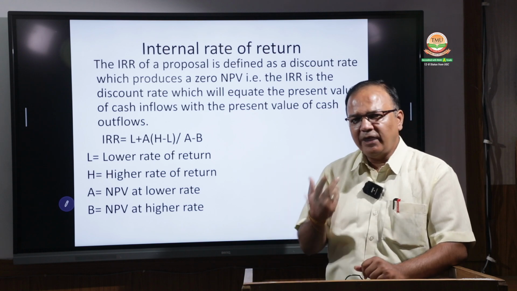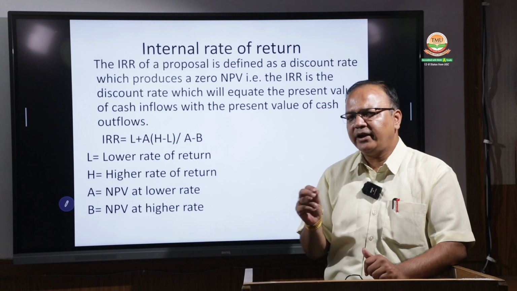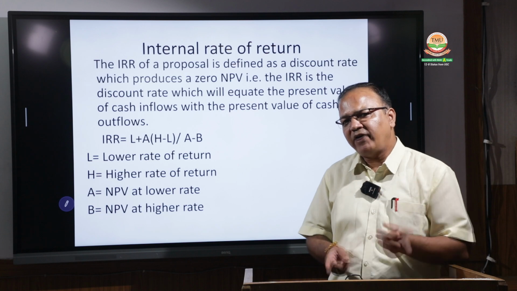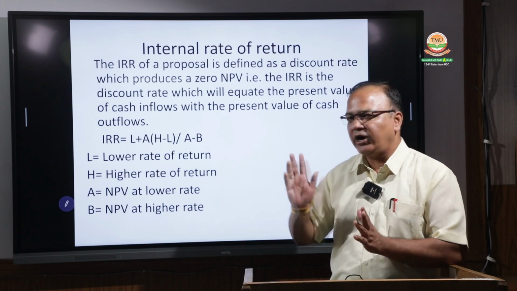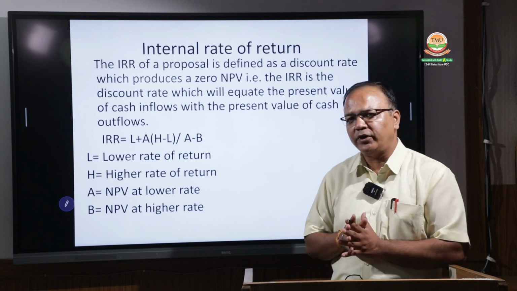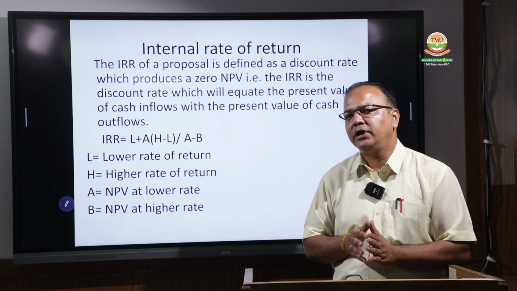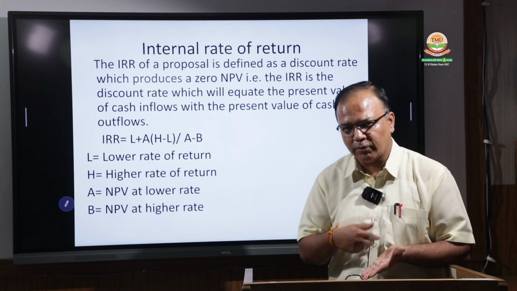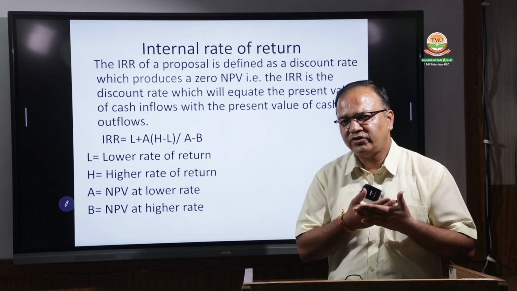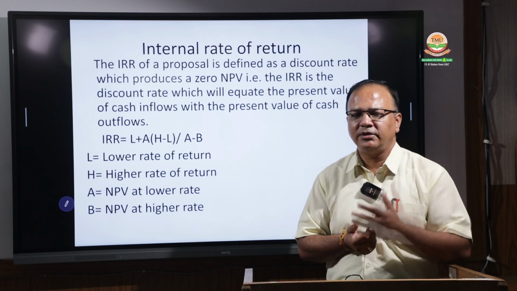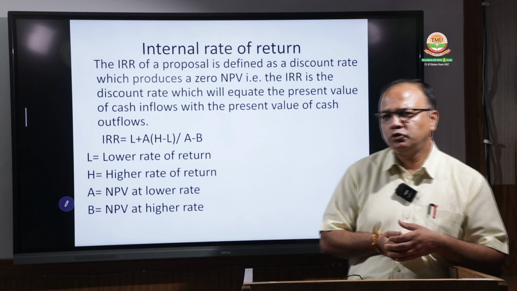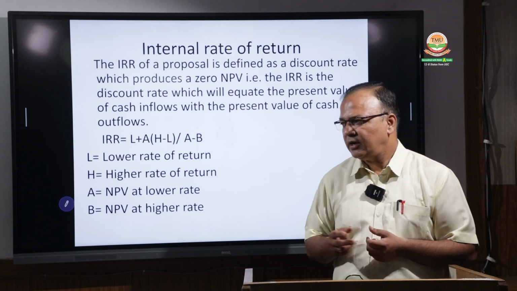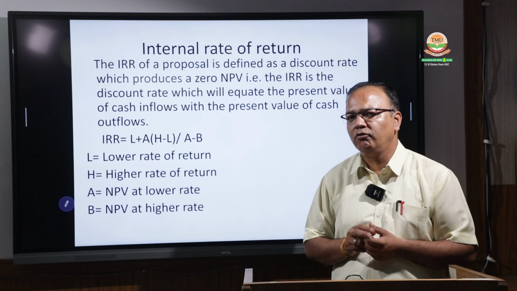So NPV at the lower rate means NPV at 10%. If I am using a 10% rate, it is a lower rate of return. When I am applying a 20% rate of return, it is a higher rate of return. So normally, if we see any practical problem or numerical problem, a lower rate of return gives you a positive NPV and a higher rate of return gives you a negative NPV.